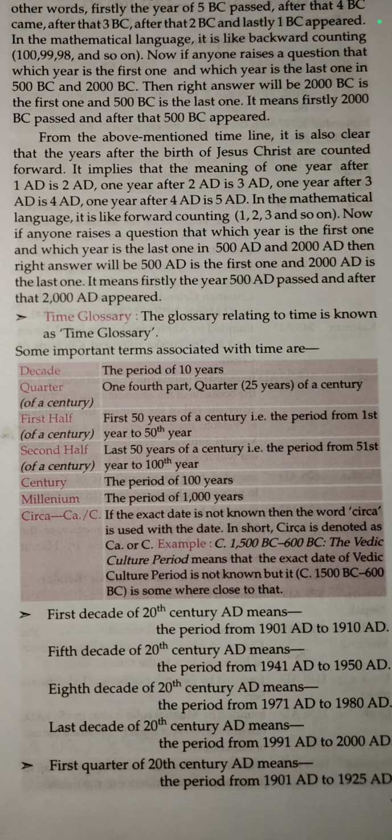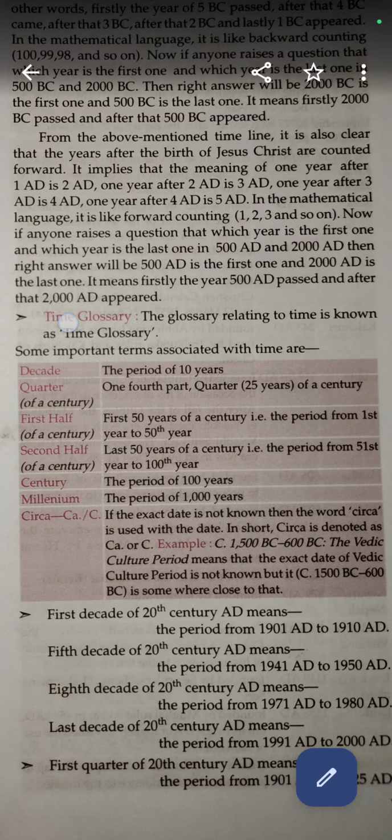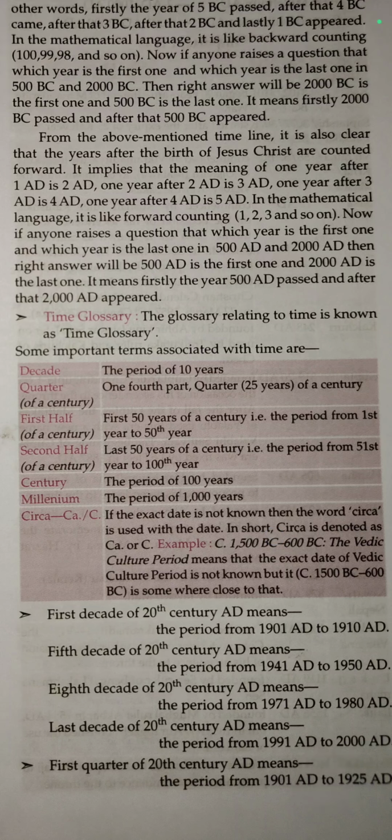First, you need to know that if we talk about the 20th century, it means the period from 1900 to 1999. Sorry, it means that this is the period from 1901 to 2000. Now, first quarter of 20th century AD means the period from 1901 AD to 1925 AD.